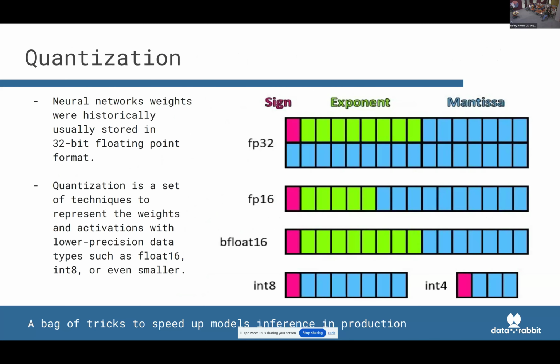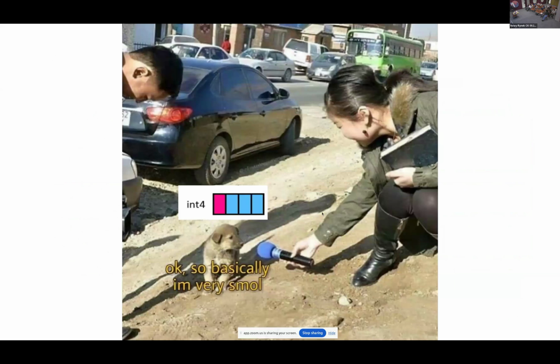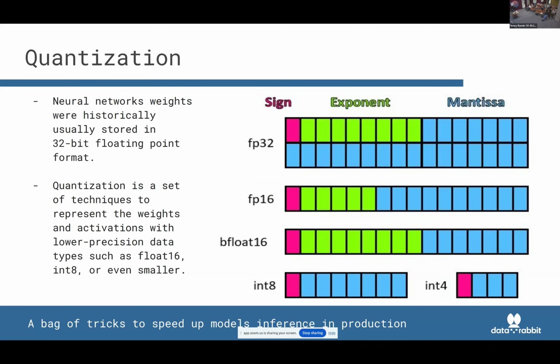Next thing that we can do software-wise, or model-wise, is quantization. Historically, all of those neural network weights were stored in 32-bit floating point format. Quantization is simply a set of techniques to represent the weights and activations with lower precision data, such as FP16, int8, or, recently, even smaller. This is a bit dated: it is int4, now we have int2, even int1, and so on, but that's the idea.